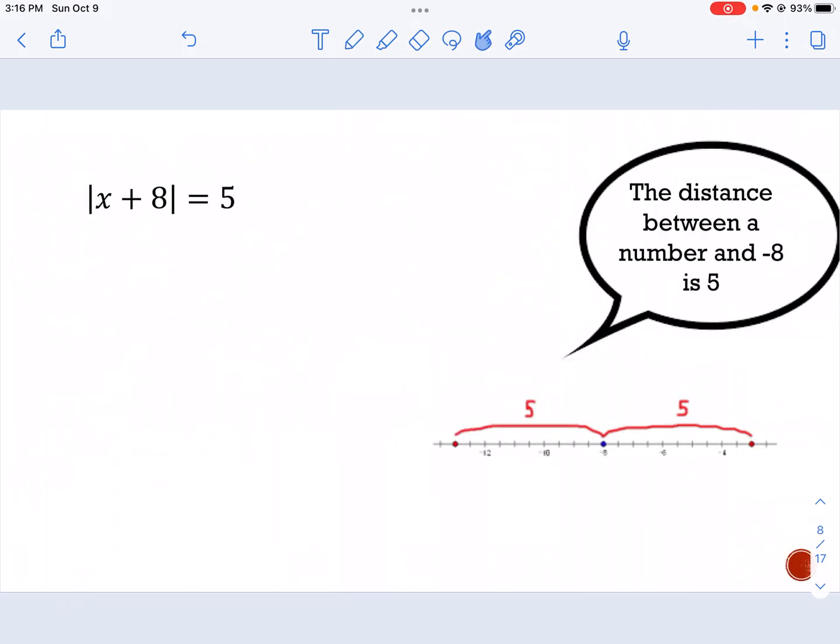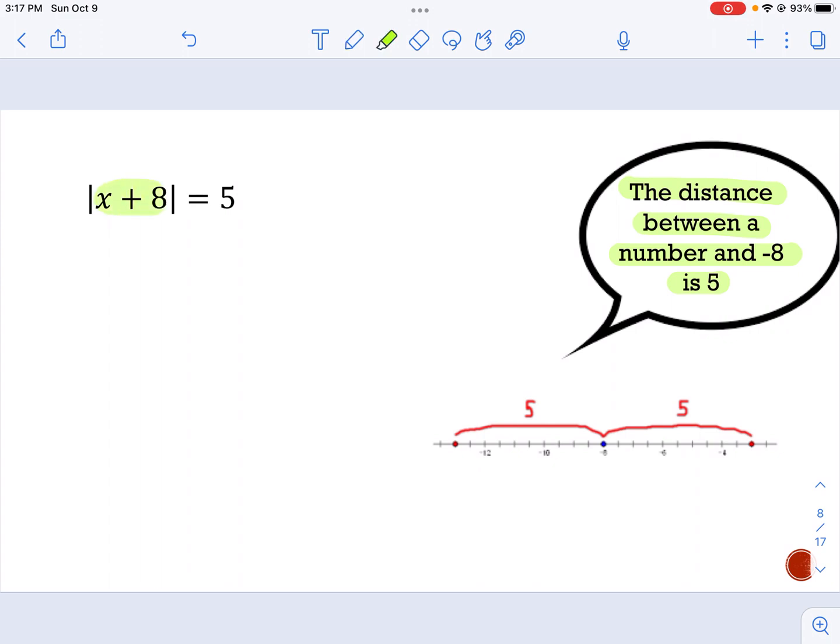This also shows up in your notes so you can follow along as we go. We're looking here at the absolute value of x plus 8 equals 5. Once again, if you like to think about absolute value as distance, we can say the distance between a number and -8 is 5 units. Otherwise, my personal favorite is to really think about it this way.